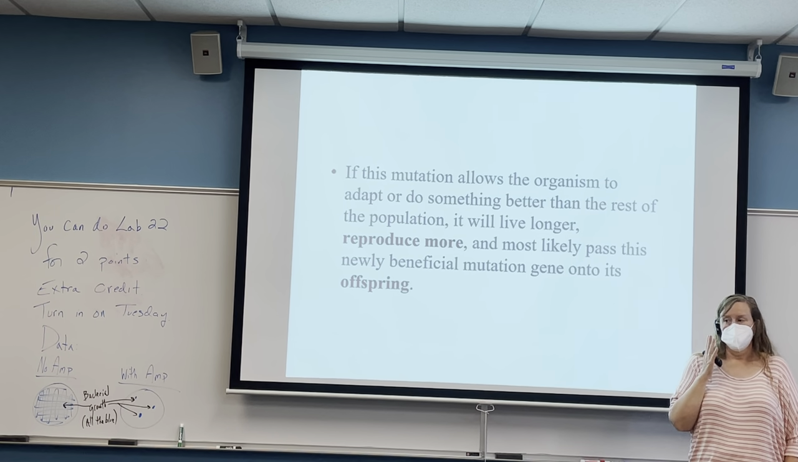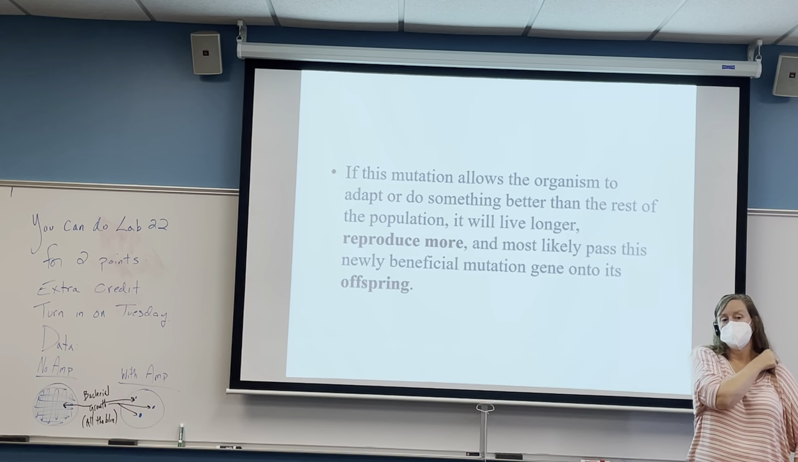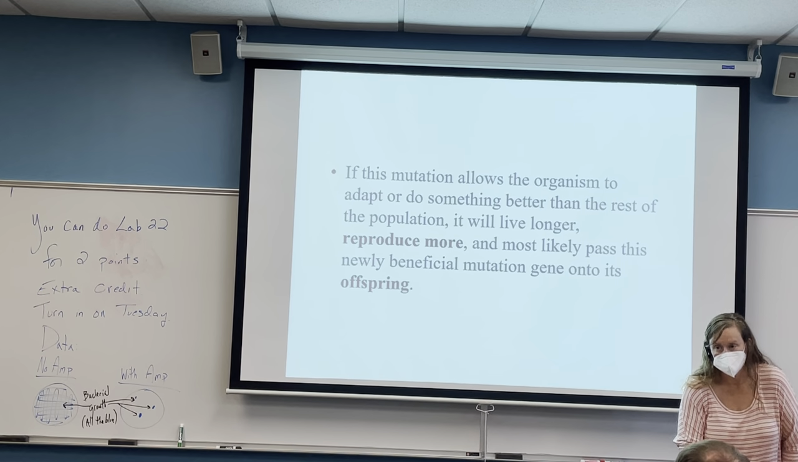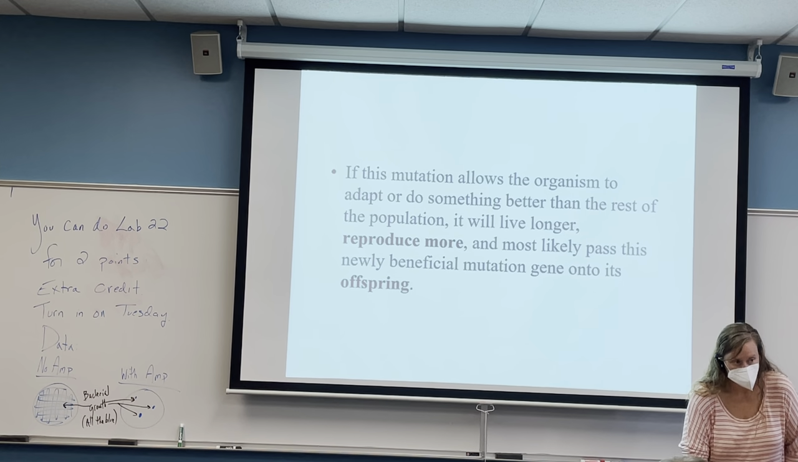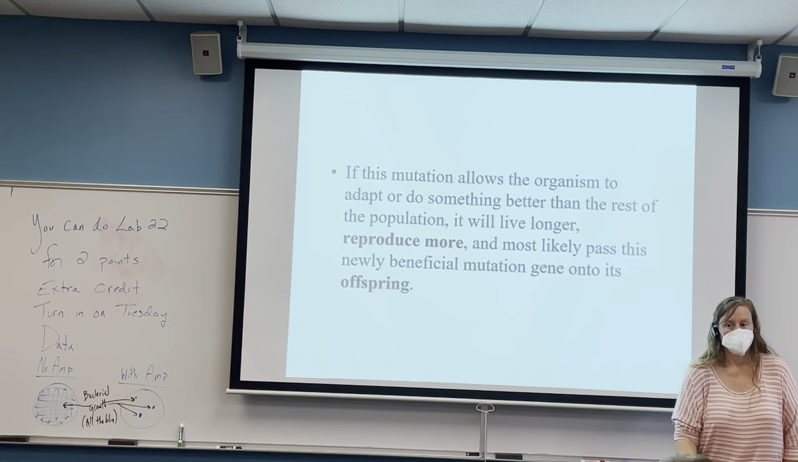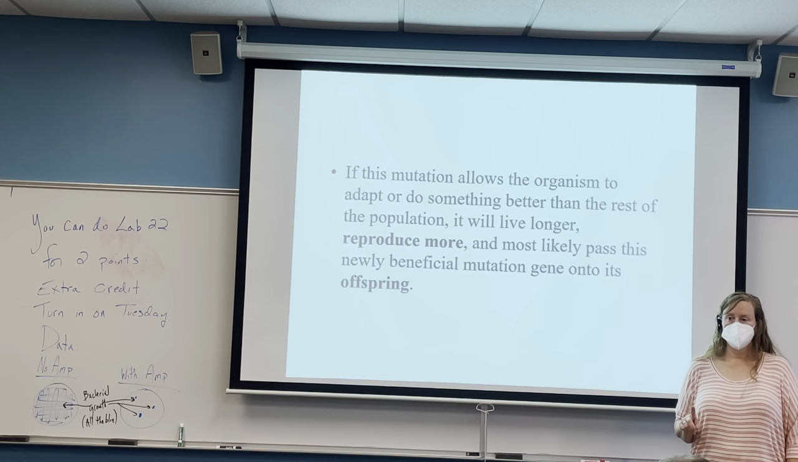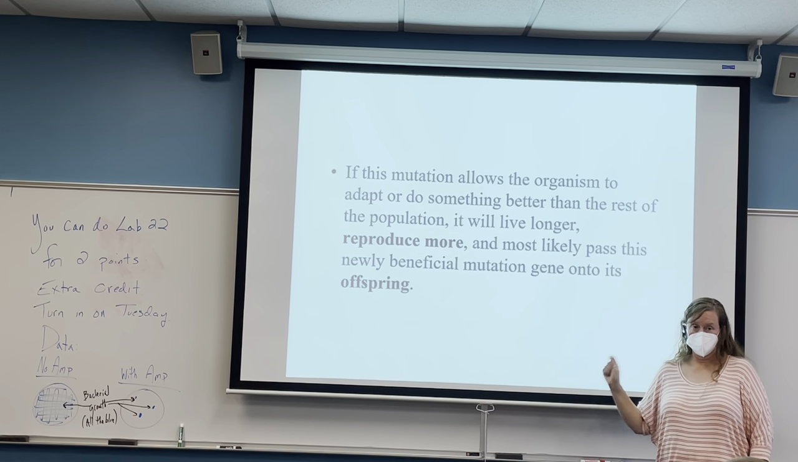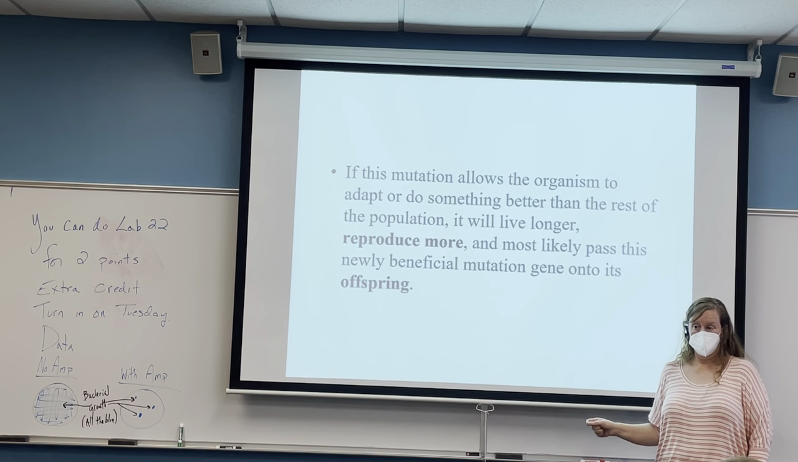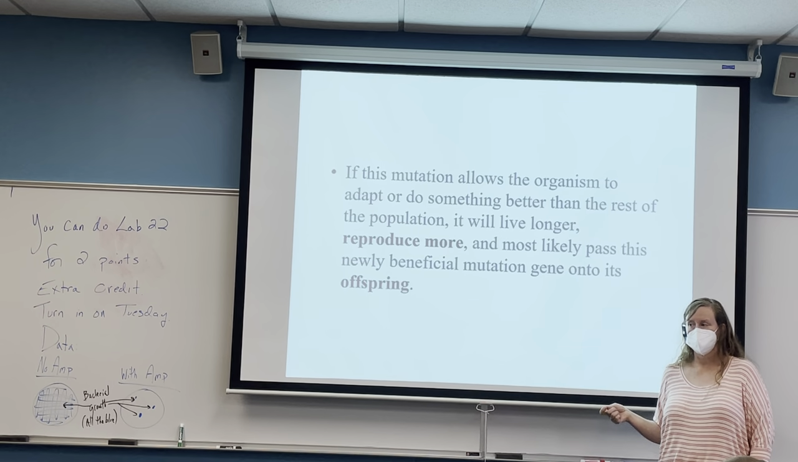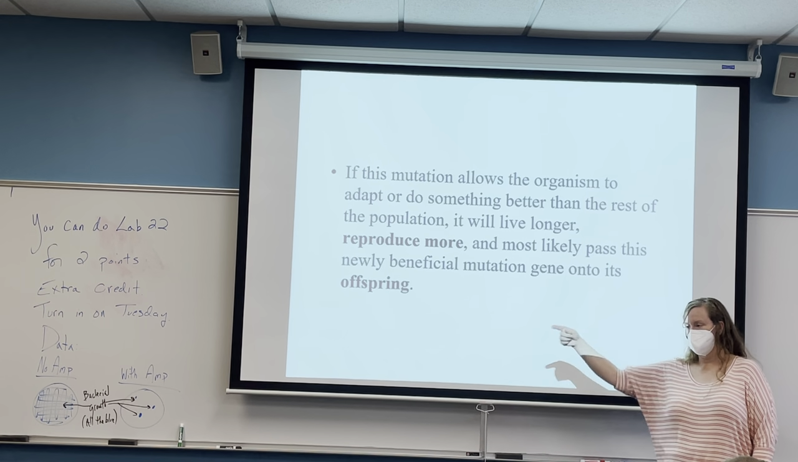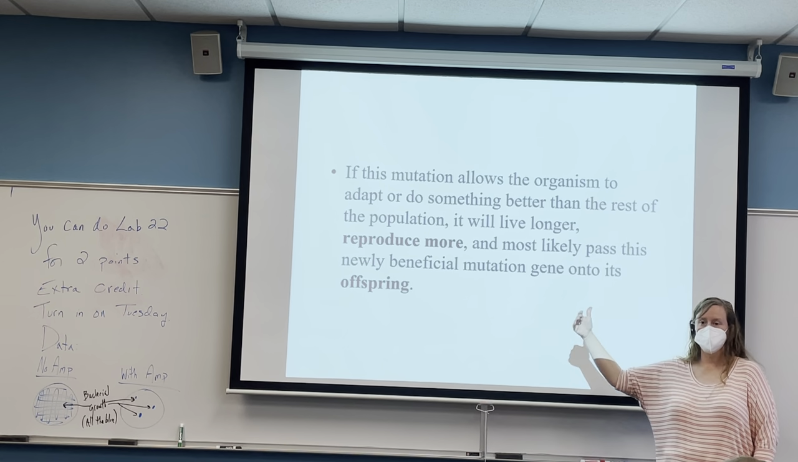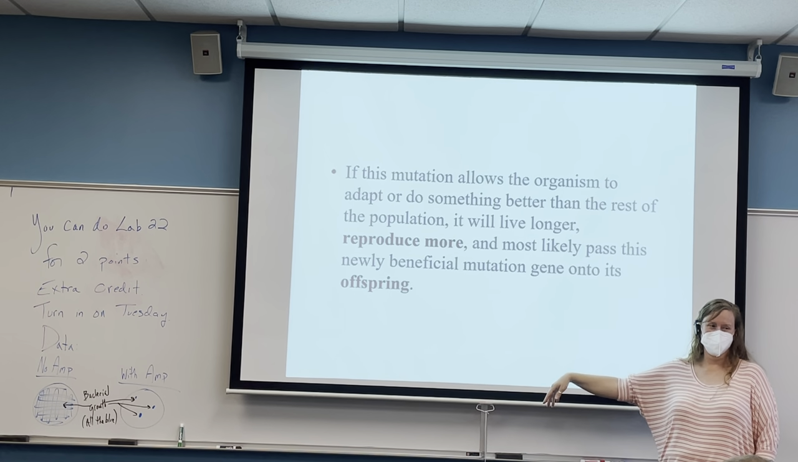So again, if your offspring has a beneficial mutation in the environment at that time, the only way that it's really important in terms of evolution is if they reproduce and their offspring get that mutation too. And then their offspring reproduce and pass on that beneficial mutation too. But again, even two generations later, it's got to be beneficial in the environment right now.